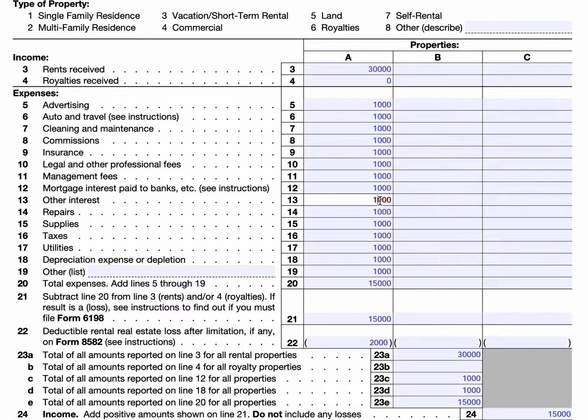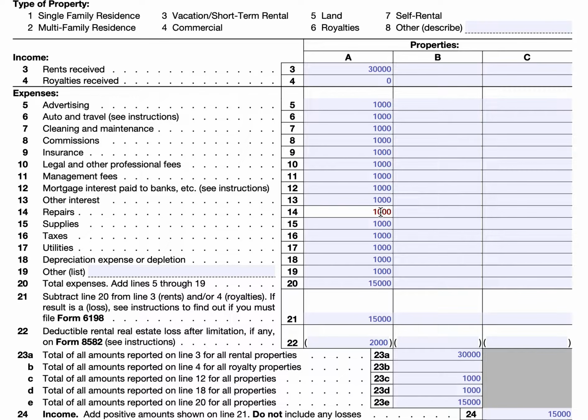Then in line 13, using the same guidelines as in line 12, if you paid non-mortgage interest on debt that was related to your business property, this could be like seller financing. For a lot of real estate investors, that might be part of the negotiation. So if you are reporting that kind of interest, you'll do that in line 13. Line 14, repair costs. Again, the difference between repairs and capital improvements. Generally speaking, repair and maintenance costs are simply to keep the property in an efficient operating condition.